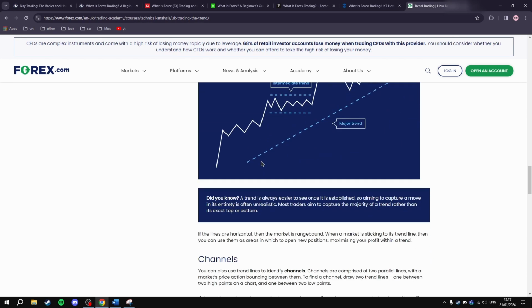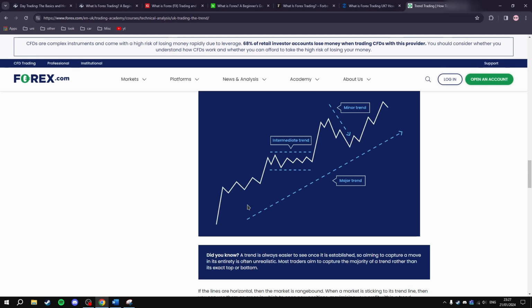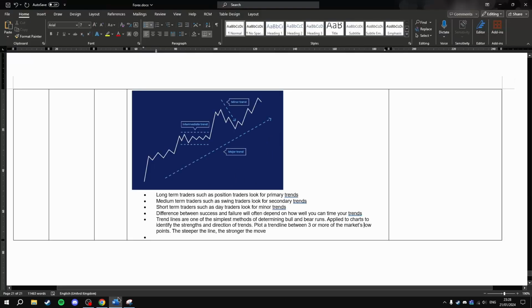True. Did you know a trend is always easier to see once it is established, so aiming to capture a move in its entirety is often unrealistic. Most traders aim to capture the majority of a trend rather than the exact top or bottom.